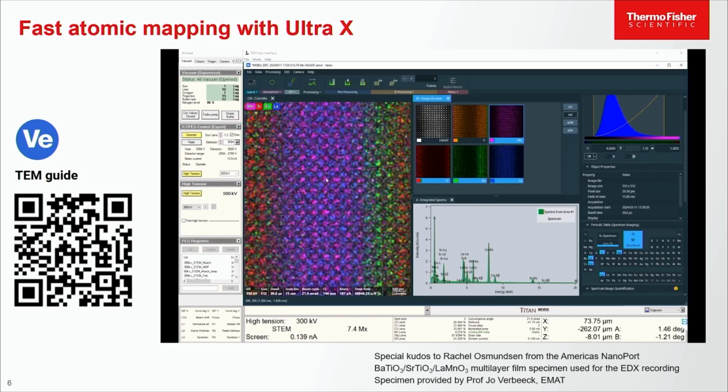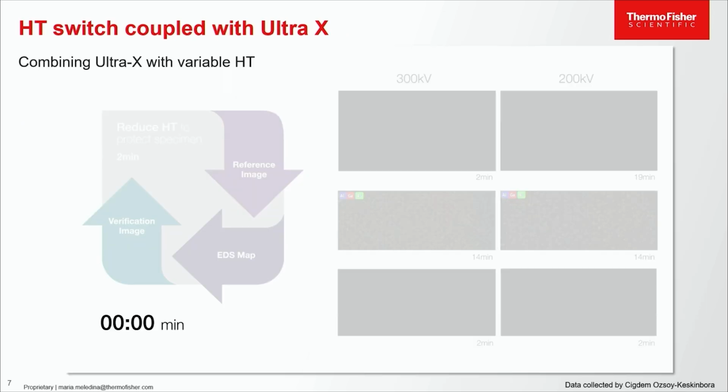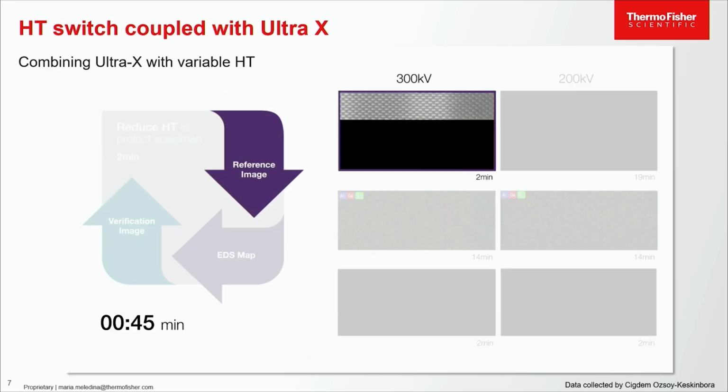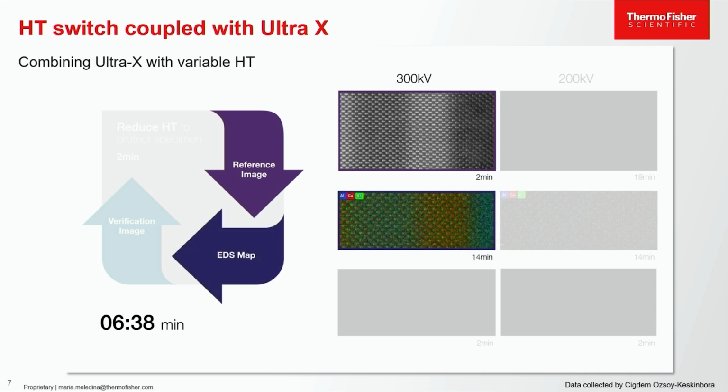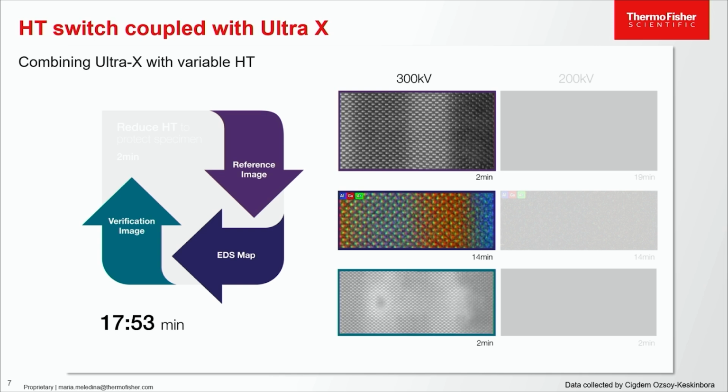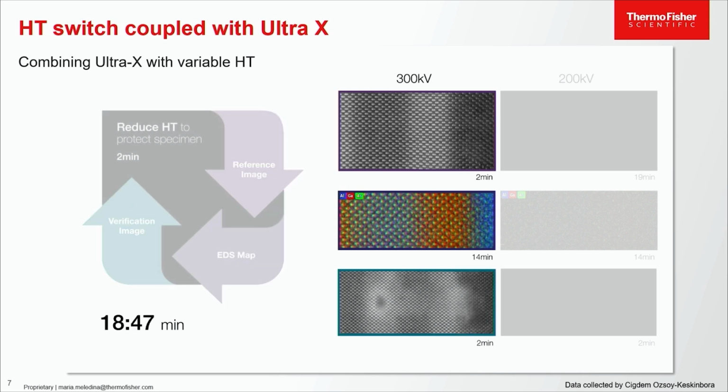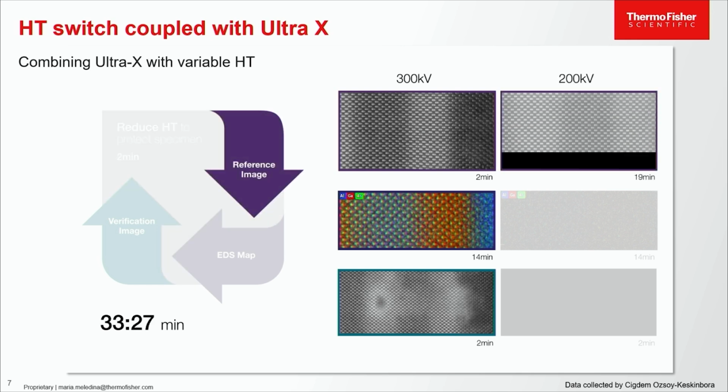One more movie, also taken by CHIDEM, where we combine the two Ultra functionalities, HT switch and Ultra X. And she's also looking at a very pretty sample. She took a first image at 300 keV, and then she's running an EDX map. It takes less than 15 minutes. And then she's taking an image to check how the sample is doing. And you can see that at 300 HT, it gets damaged.